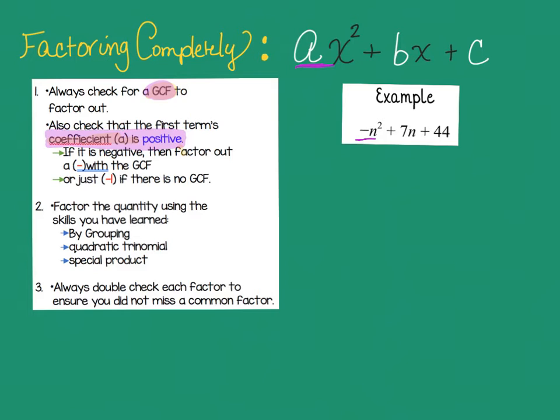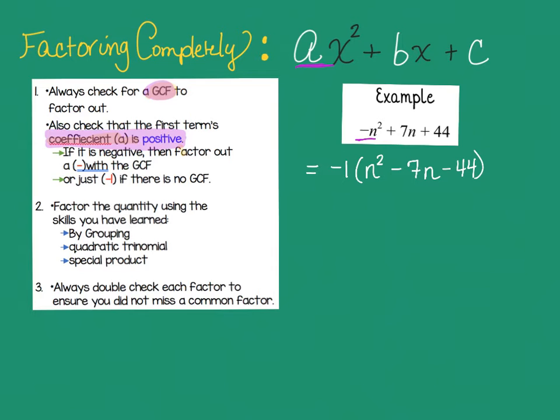So what that means is if we have a first term that's negative, we would factor out the negative with the GCF, or if we don't have a GCF, then we will factor out a -1, like this example here. So we're going to go ahead and start that. So I can see that there's a -1. There is not a GCF among the 3 terms. So my first step here would be to factor out -1, which would give me -1 times the quantity n squared minus 7n minus 44.